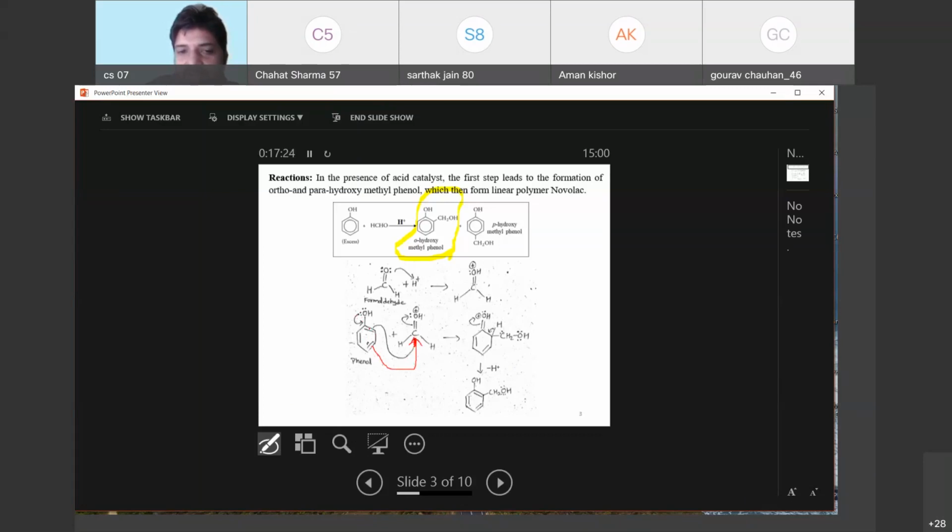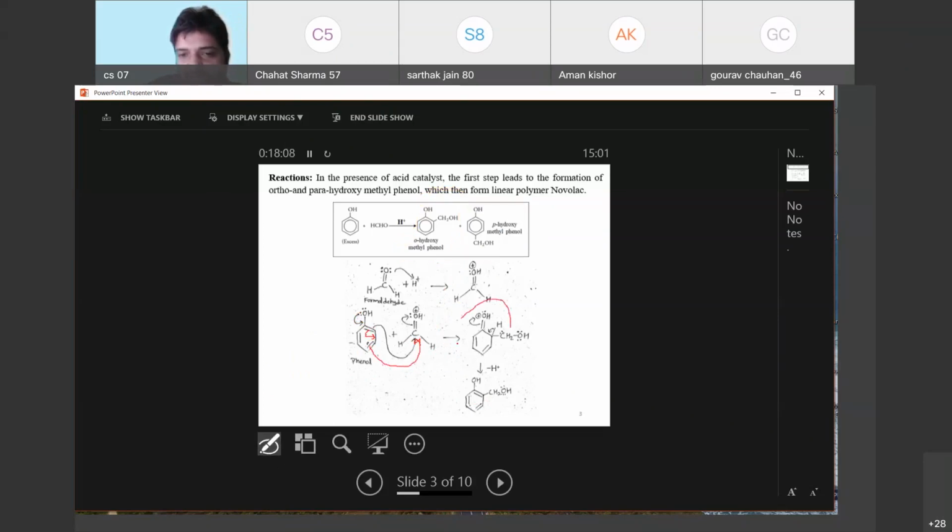How does it happen? Everything else remains the same. The electrons of phenol come here, and these electrons will come here, and this double bond attacks the carbonyl carbon. If you do it this way, you will have the formation of this para hydroxy methylphenol. Okay? Now what will happen in this case? Here this bond goes here. In case of para attack, this bond attacks here.